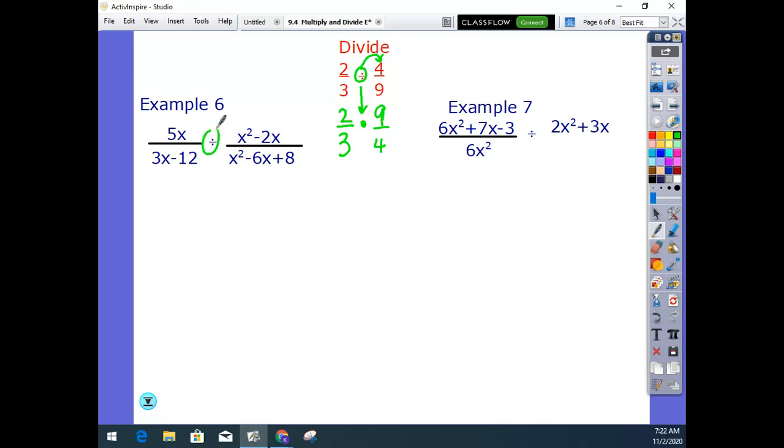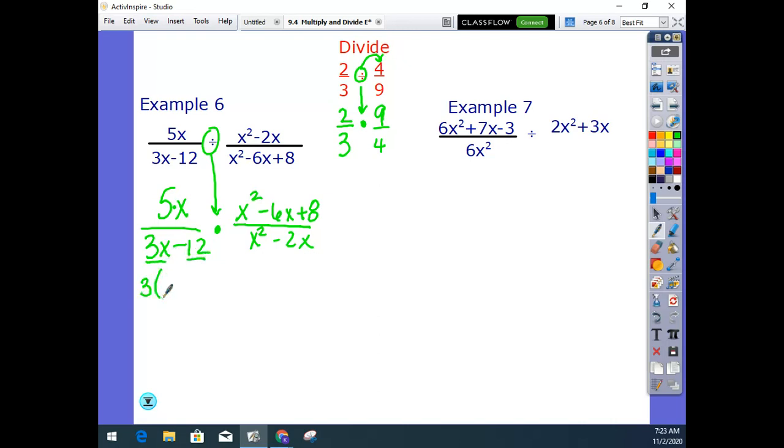All right, so every time you're dividing fractions, your very first step is to rewrite the expression using multiplication. The first fraction stays the same. We multiply by the reciprocal. Then this is just like a multiply problem, so we want to break all of our factors down. This is just 5 times x. Those are already in factor form. GCF.